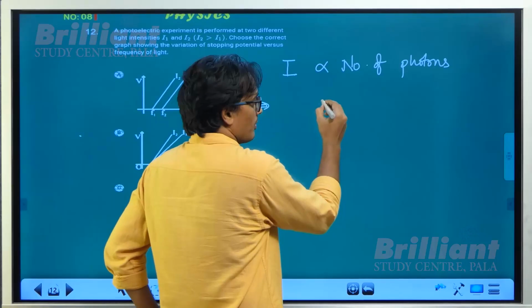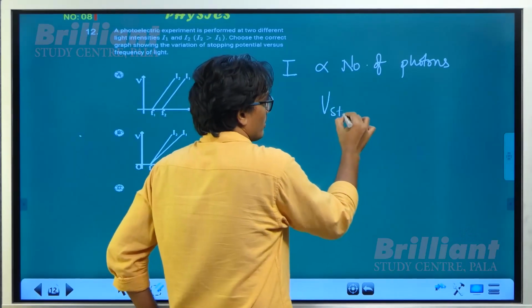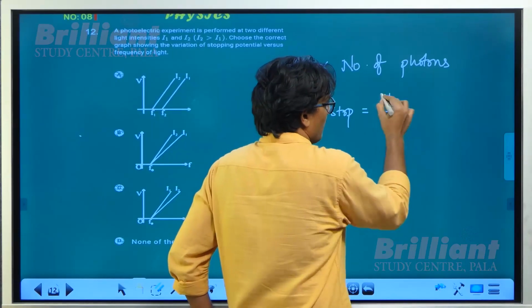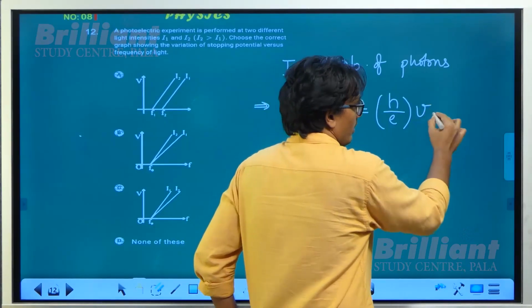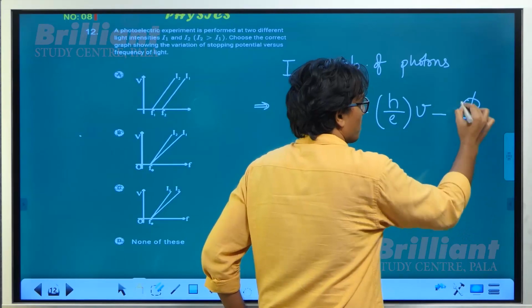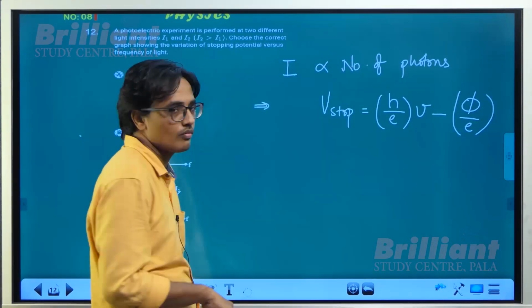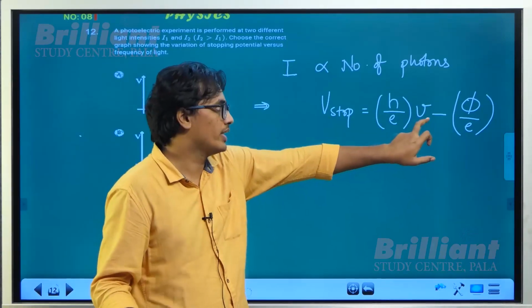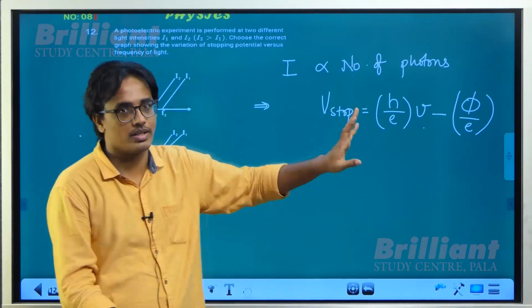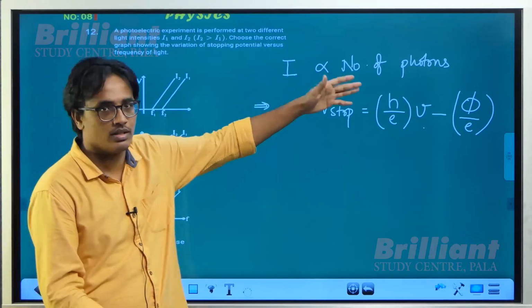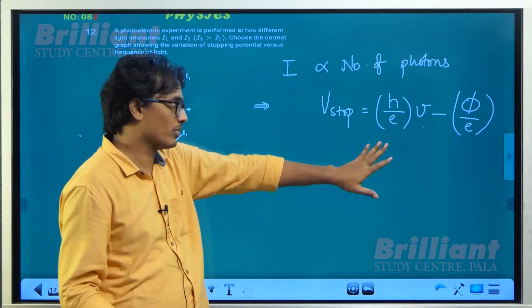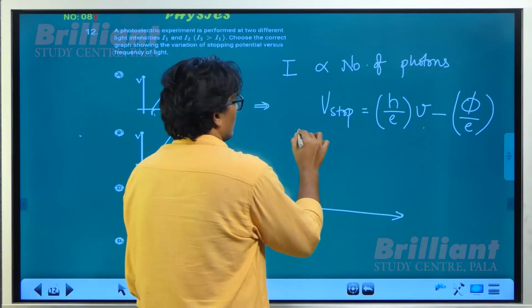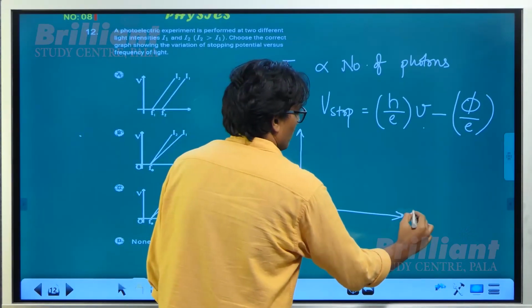We know the formula: stopping potential V is equal to h by e into frequency minus work function by e. Stopping potential depends only on frequency of the light. It is independent of the intensity. It doesn't matter what is the intensity. If you increase intensity, current will increase but not stopping potential. So your graph should be somewhat like this. Okay.